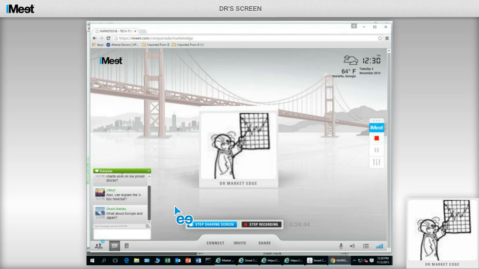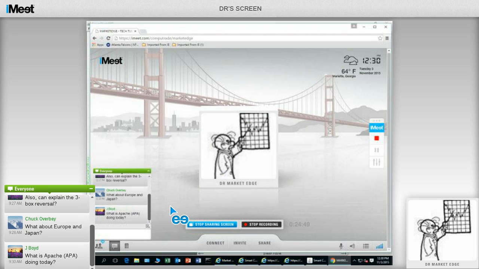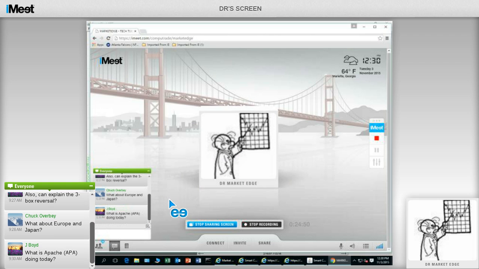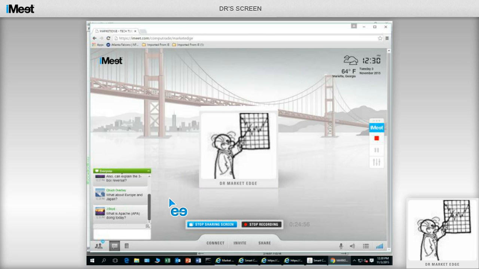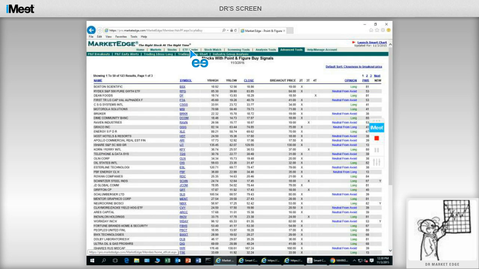Okay, here. What about Europe and Japan? Well, they're lagging our market still. However, it seems to turn around. You're still having some struggles with Japan. I think it had a pullback. I'm going to have to go to the ETF Center on this.